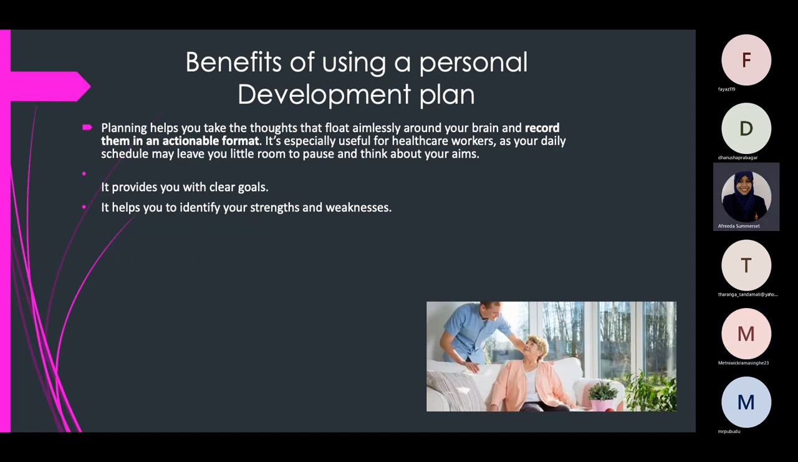So, for example, first one, it provides you with clear goals. It helps you to identify your strengths and weaknesses. And that's another thing. When you have a personal plan, it will help you to identify your strengths and weaknesses. And it also improves your employability. It means if an organization understands that you can plan something ahead of time or in schedule, you can have a better chance to be employed.